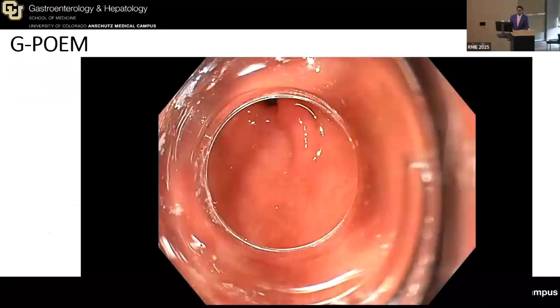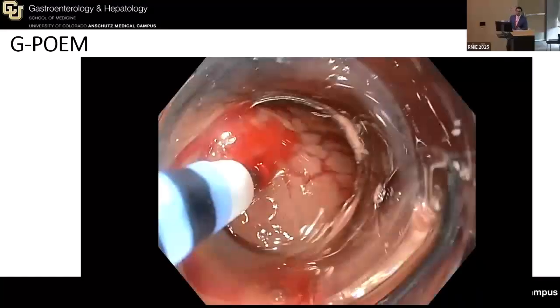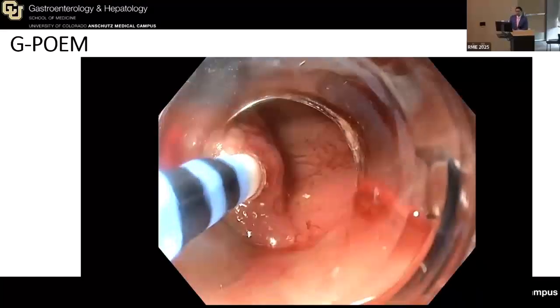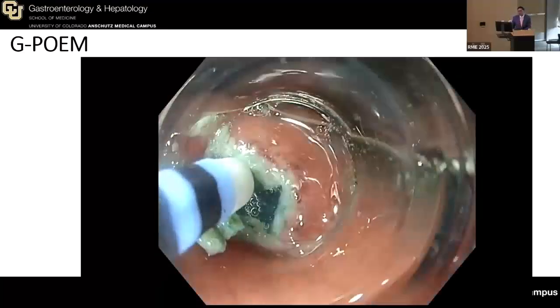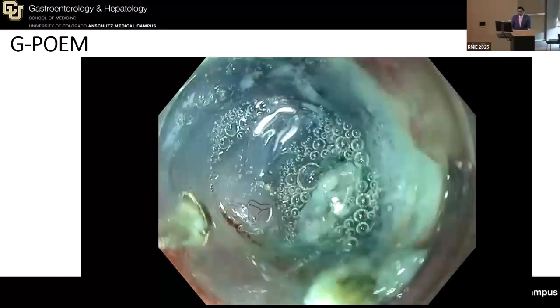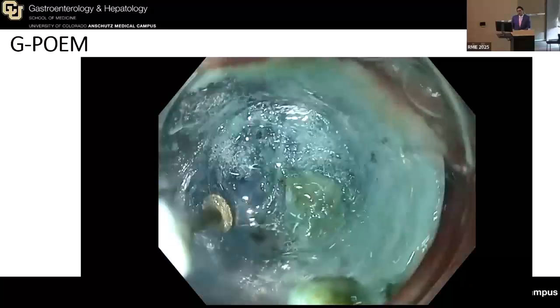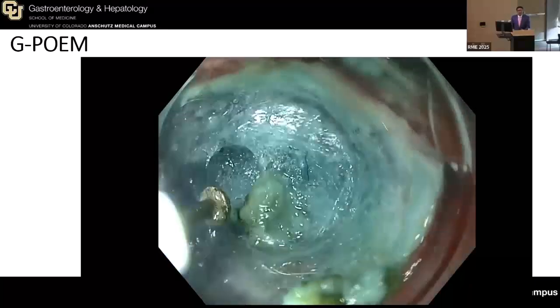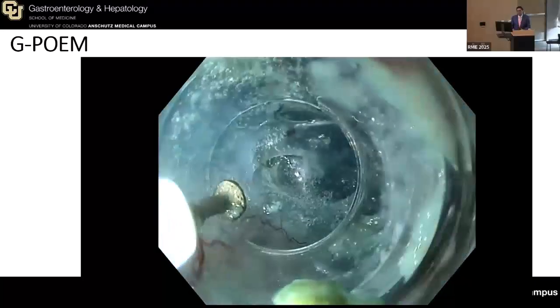Just as you saw yesterday, we start about 4 to 5 centimeters proximal to the pylorus. I use a greater curvature approach. I know we discussed that yesterday, greater versus lesser curvature. And then here you'll see we're trying to get into the tunnel. Once we get into the tunnel, just like in POEM, we try to stay really close to the muscle because you want to again preserve the integrity.